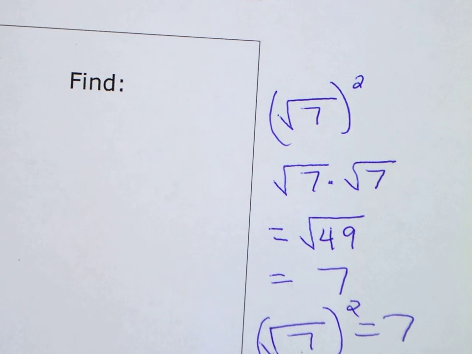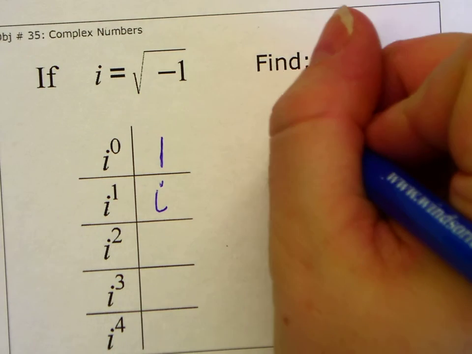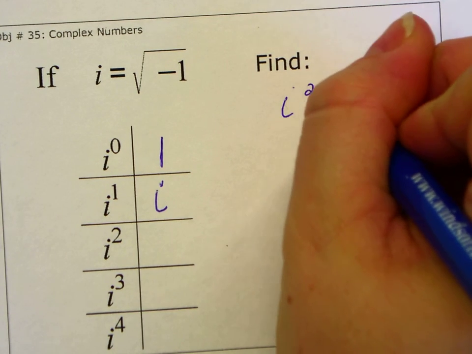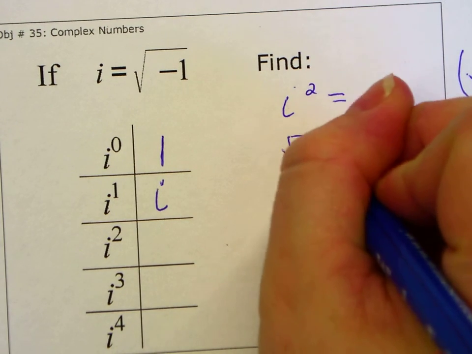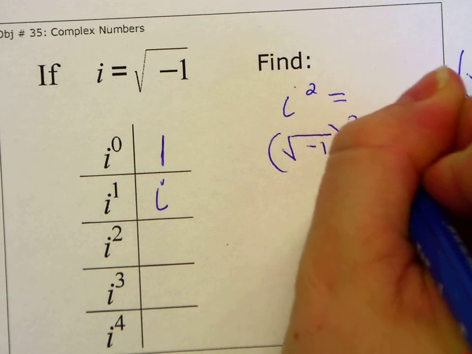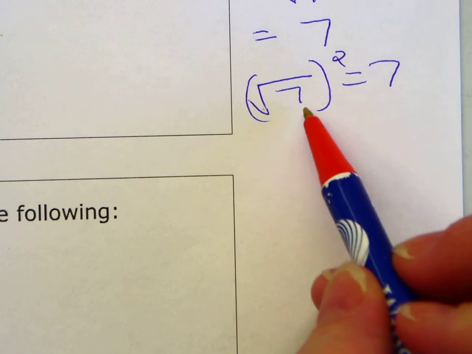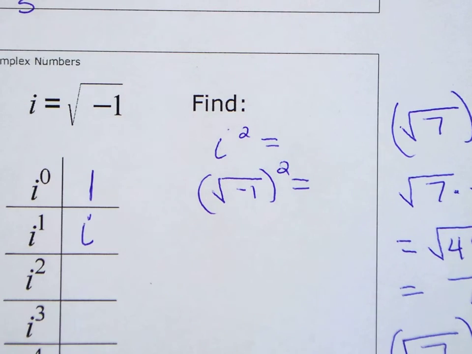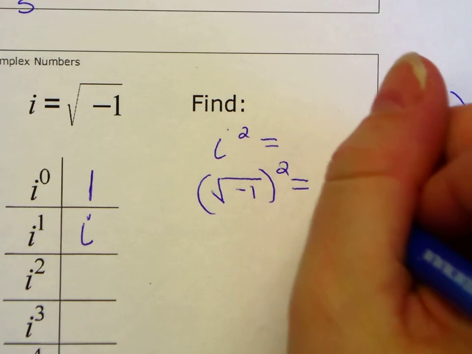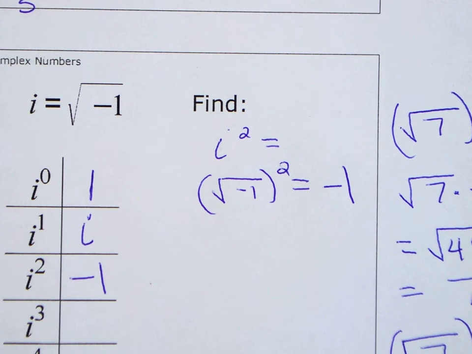So taking that, what do you think i squared equals? Well, i is the square root of -1. What's the square root of -1 squared? Just like here, these undo each other, you get the inside. So what's the inside here? -1. So i squared equals -1.